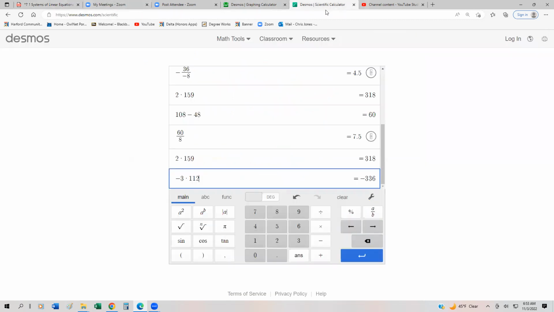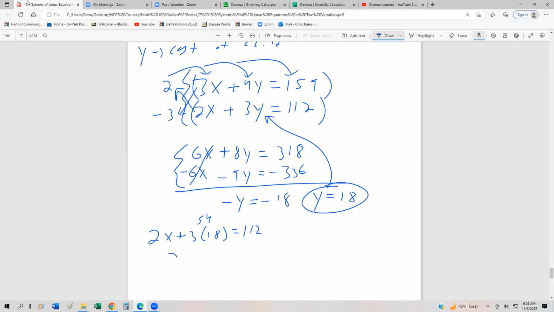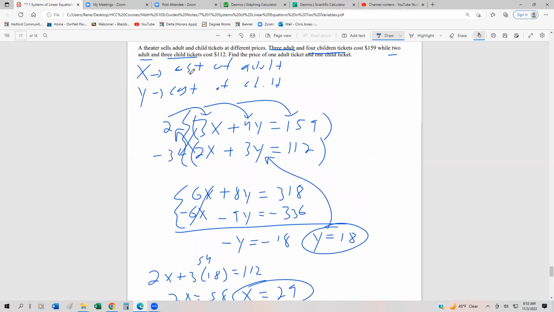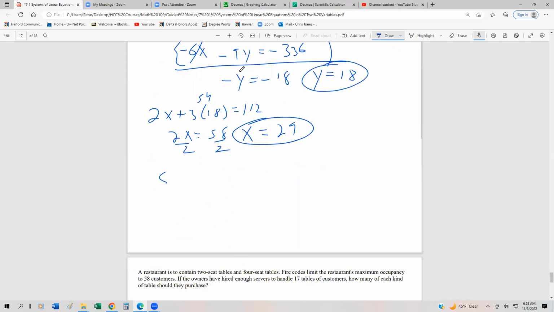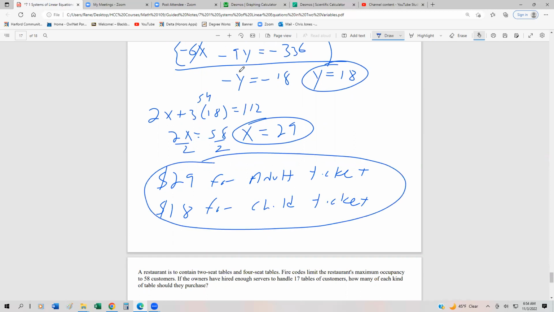So we have 112 minus 54, which gives us 58. So that's going to be 2x equals 58. And if we divide by 2, x should be equal to 29. And so when we answer the question, x is $29. So it's going to be $29 for an adult ticket. And then it's going to be $18 for a child ticket. All right, so hopefully they're seeing something pretty good for that amount of money.